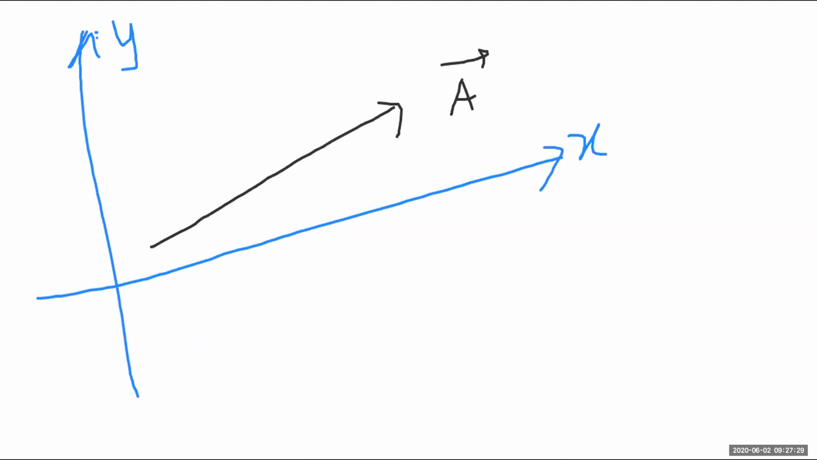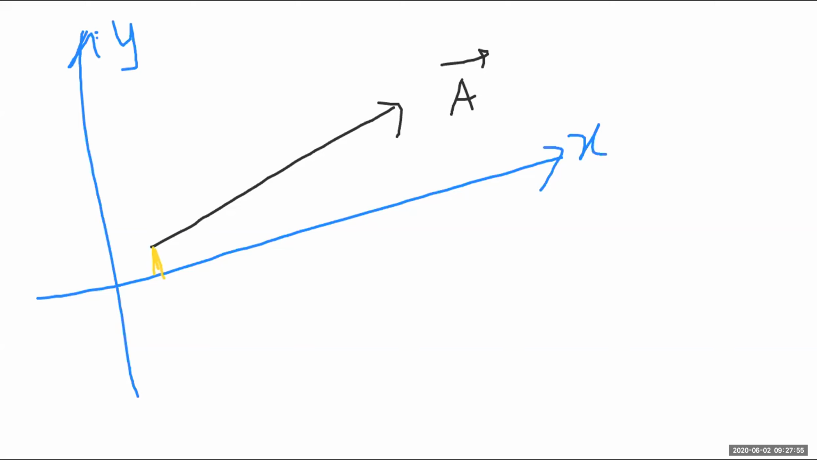To find the components, what you have to do is you have to drop a perpendicular from the tail of the vector to the x-axis, right?